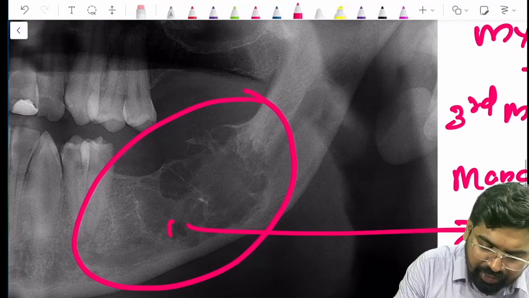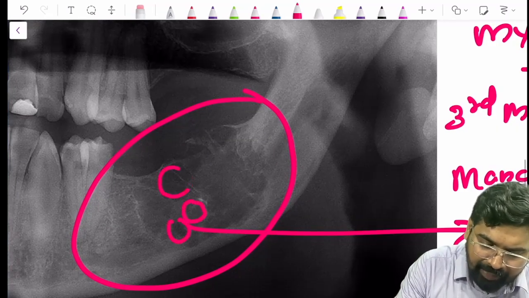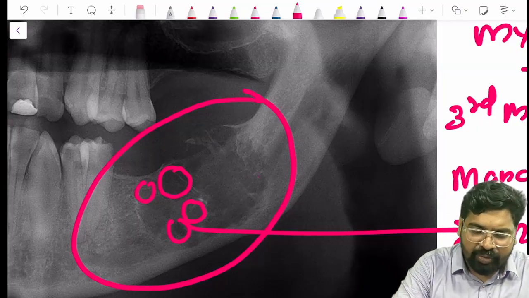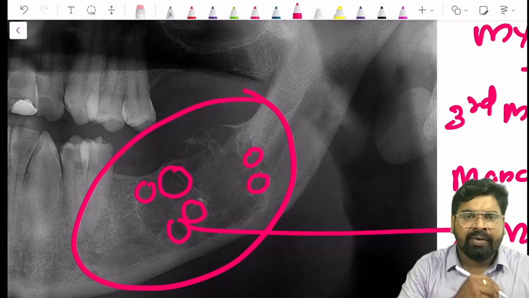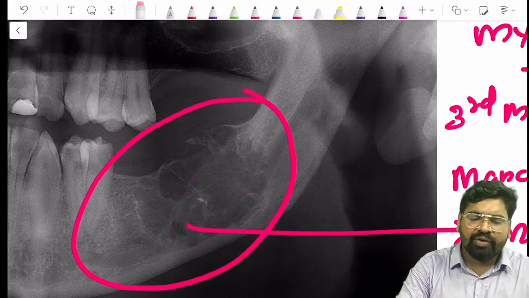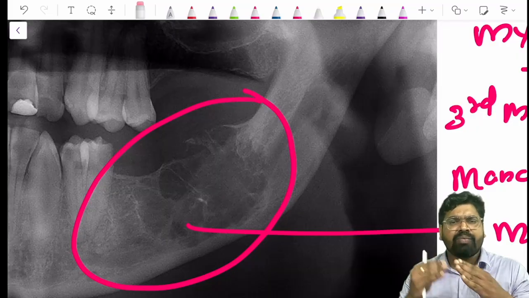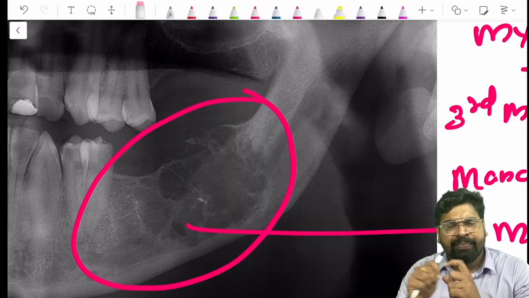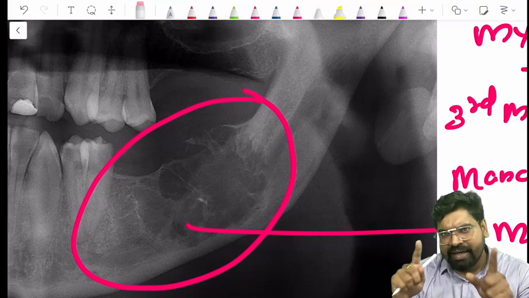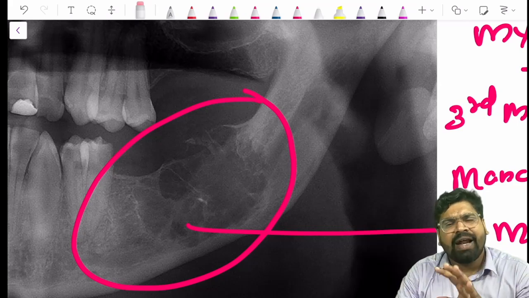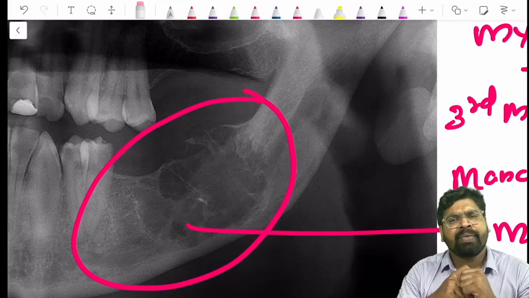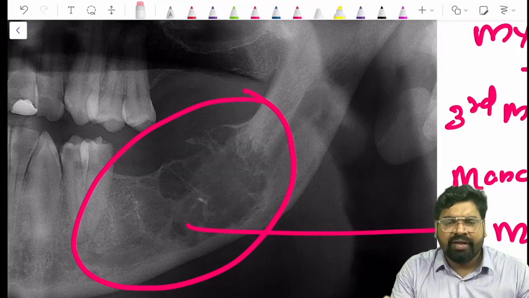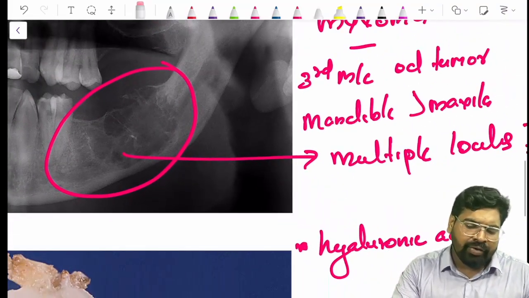There is radiolucency in between the trabeculae. Can you see this portion here? I think it is more clear. In between this radiolucency, you have bits of bony trabeculae. So it looks like a multilocular pattern, a tennis racket, or a step ladder, just like ladders. In between you have holes, and there are trabeculae in between. So this is about odontogenic myxoma.